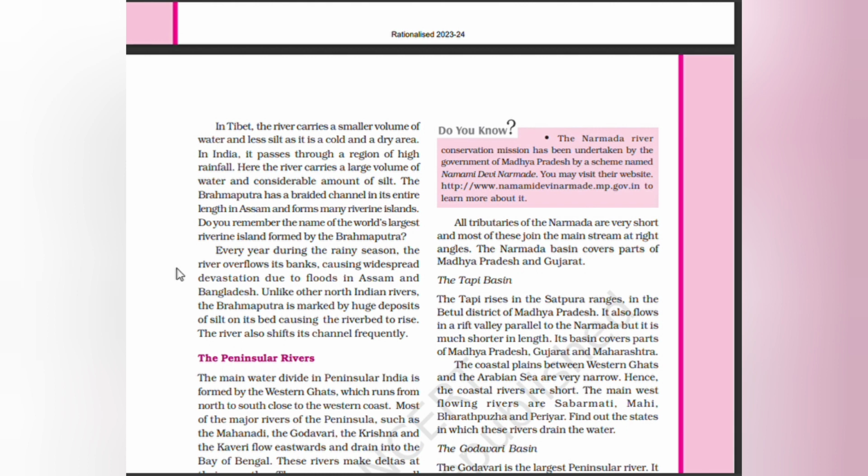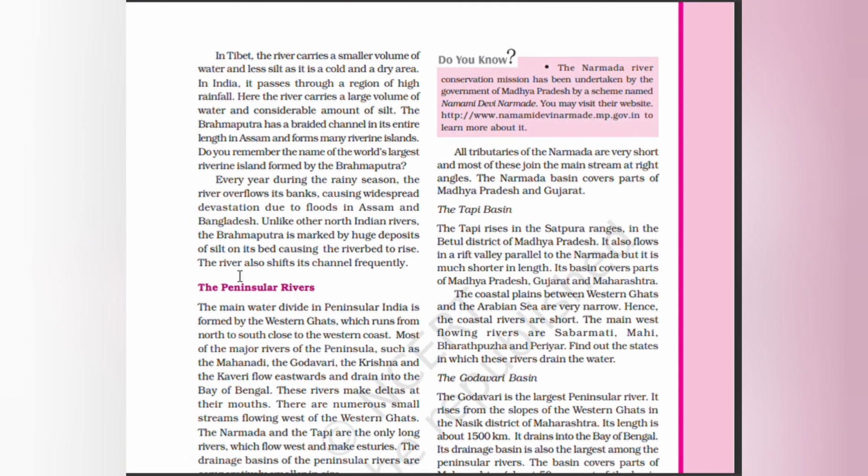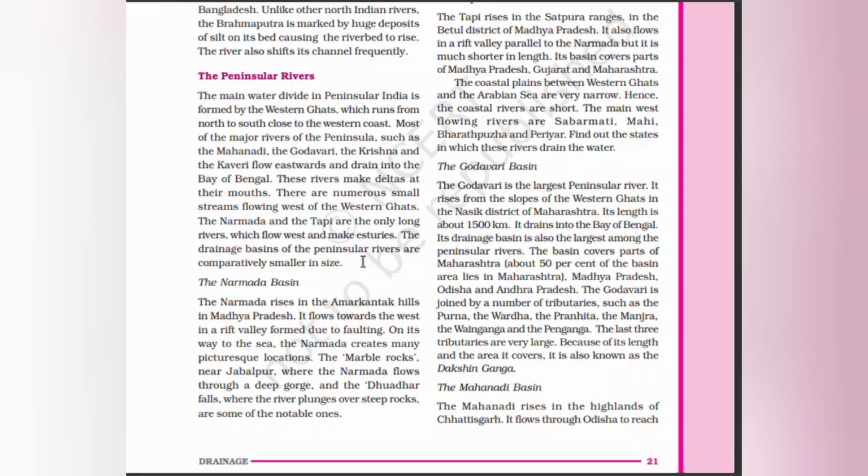Every year during the rainy season, the river overflows its banks, causing widespread devastation due to floods in Assam and Bangladesh. Unlike other Indian rivers, the Brahmaputra is marked by huge deposits of silt on its bed, causing the riverbed to rise. The river also shifts its channel frequently.